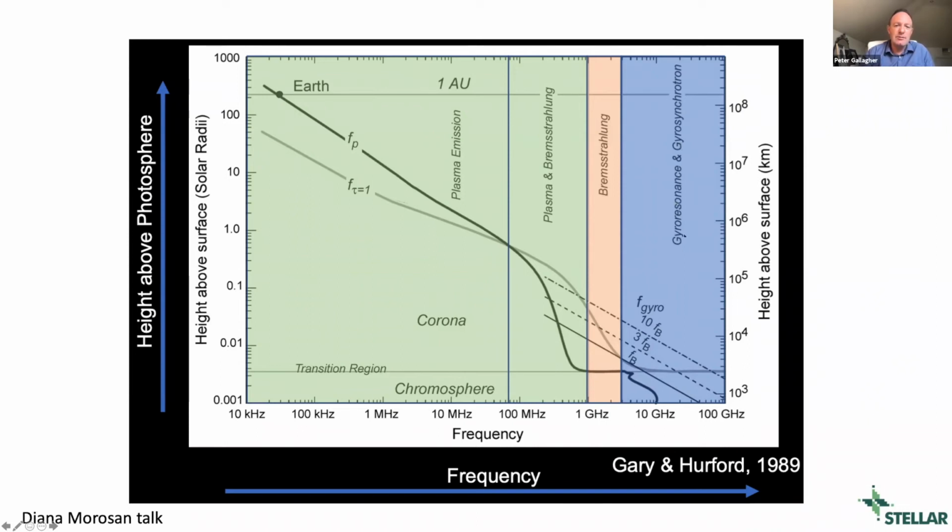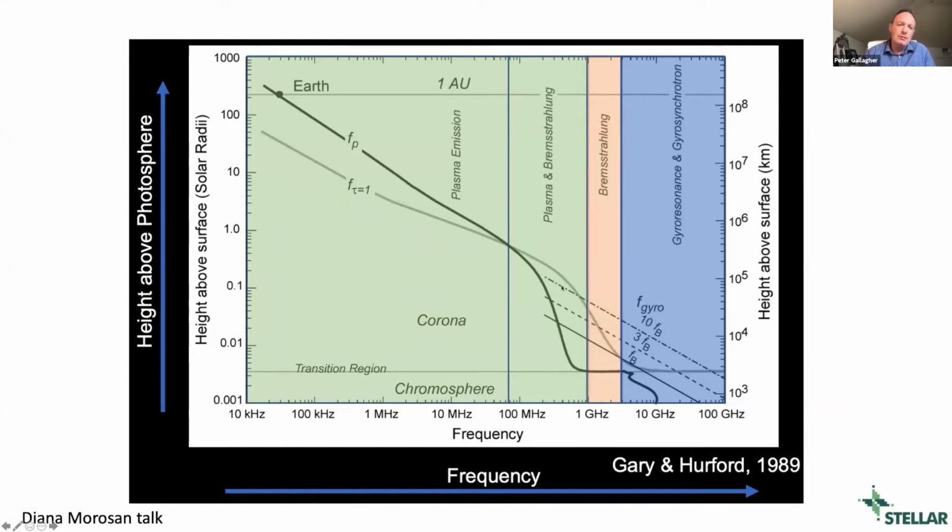So gyroresonance just really is related to the magnetic field and the electrons gyrating about the magnetic field. And gyrosynchrotron is where they get near relativistic. As you move to lower frequencies, you move to higher heights in the atmosphere, and you get this free-free Bremsstrahlung emission then for the quiet areas.